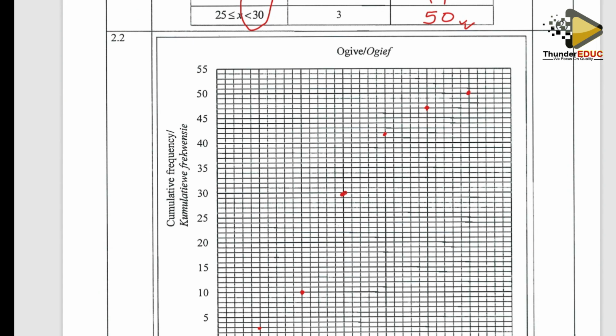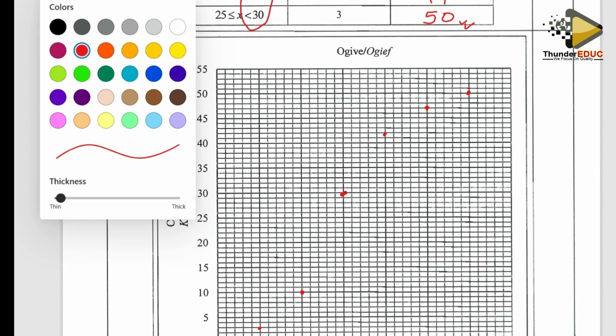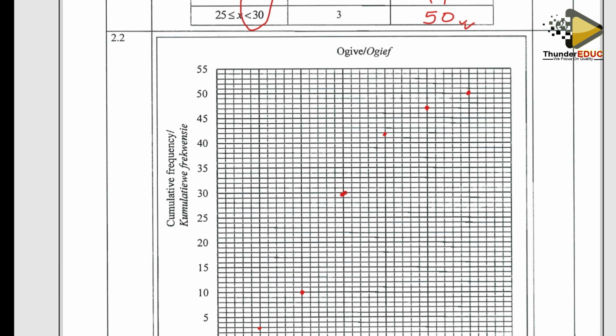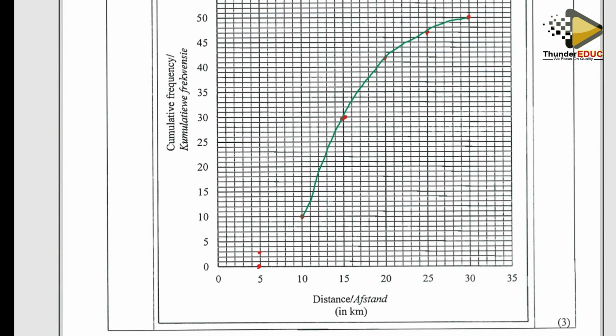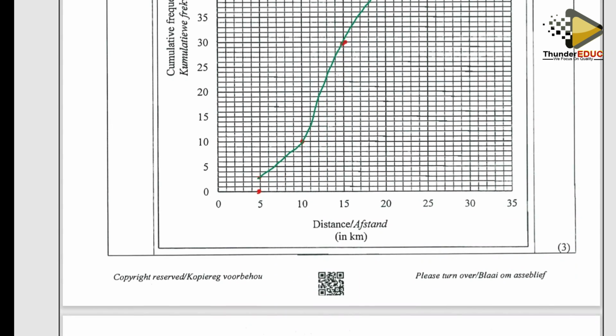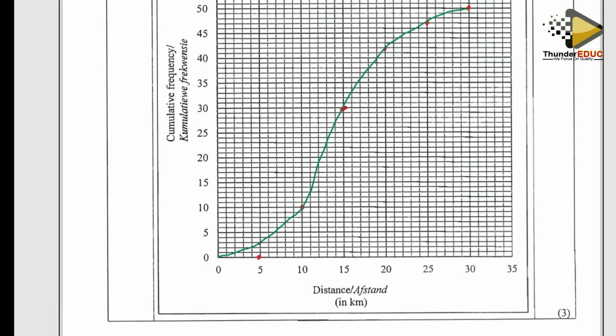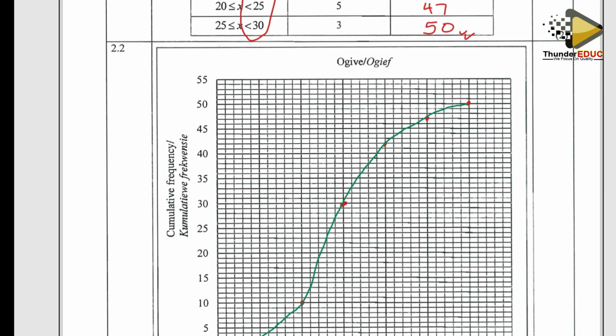So that is how we're going to coordinate. And so let me use green to draw the ogive. So just connect these with your pencil or whatever you're using to draw. Remember it should be in the form of an S. It's an S-shaped graph. Now this needs to be connected to the last part of that. So that is how the ogive will look.